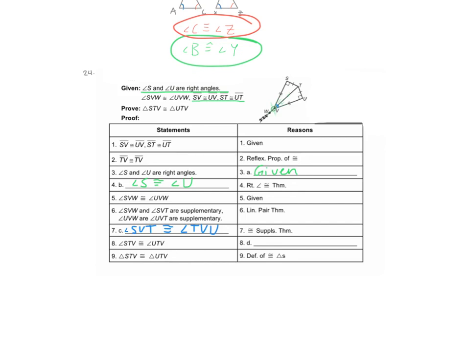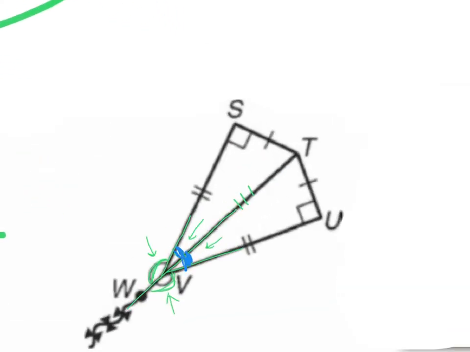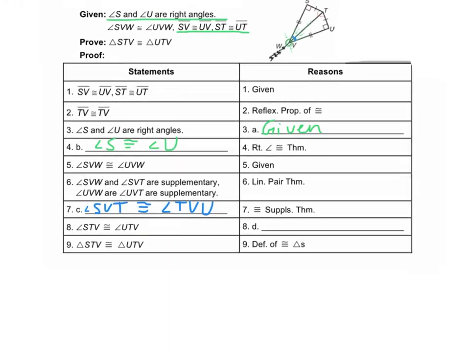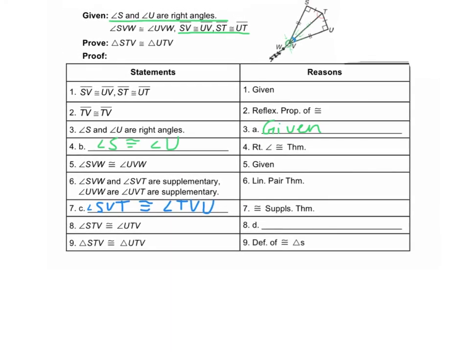Next we have angle STV is congruent to angle UTV. So this angle here is congruent to this one. How do we know that those two angles are congruent? The third angle theorem. You guys need to know that for your test tomorrow. Is it like every one before the last one is going to be third angle theorem? Not necessarily.